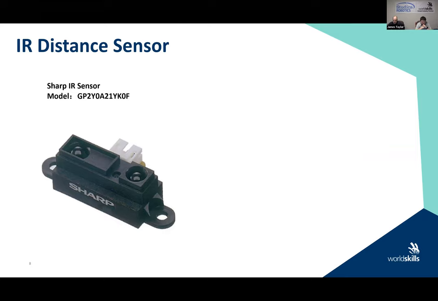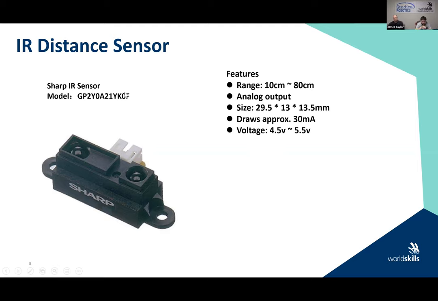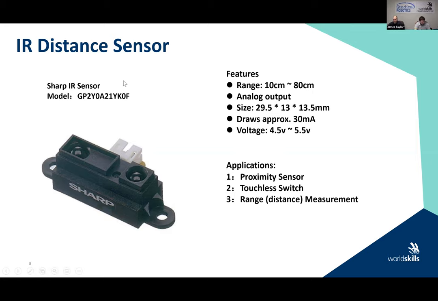So this is the GP2Y0821YKOF is what that's going to be for your Sharp IR distance sensor, all right? It generally has a range of about 10 centimeters to 80 centimeters. It's an analog sensor. So remember that when we're trying to get an input, we're going to wire this sensor up to an analog input. Okay. The size is there. It's 4.5 volts to 5.5 volts, and it draws about 30 milliamps. So just some general information for you from the data sheet.